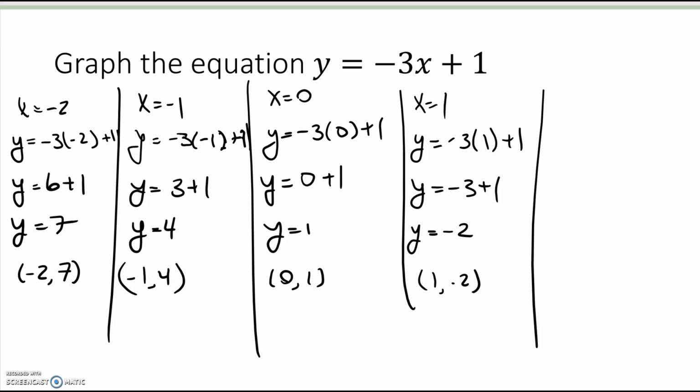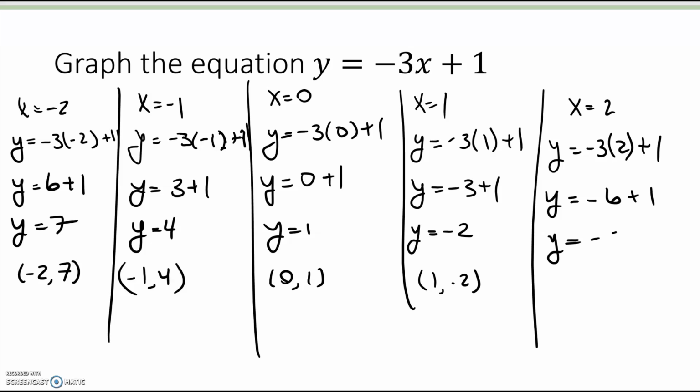And then our last one, x is equal to 2. So y is equal to -3 times 2 plus 1. Okay, so -3 times 2, that gives me -6, plus 1. Or that's the same thing as 1 minus 6. So that's going to give me -5. So our ordered pair is (2, -5). Okay, so I'm going to take each of these ordered pairs and I'm going to plot them onto my graph.